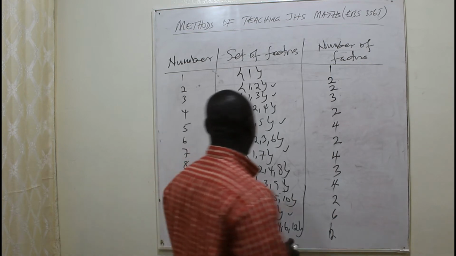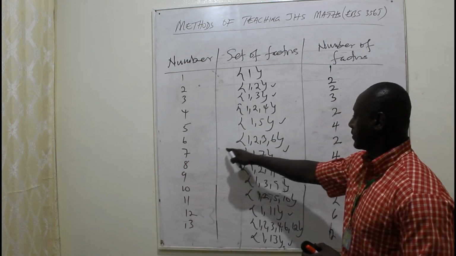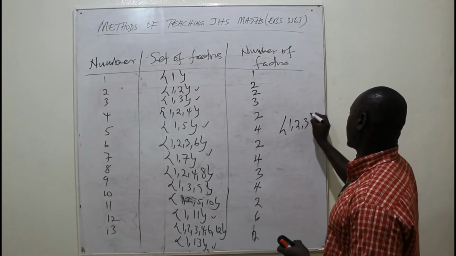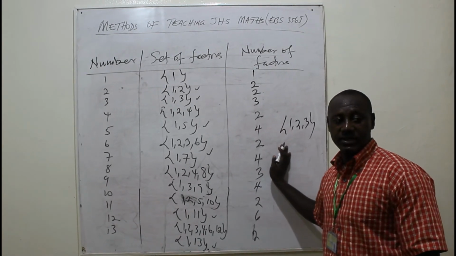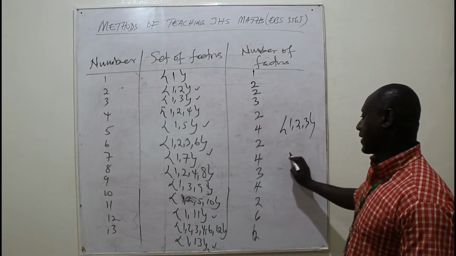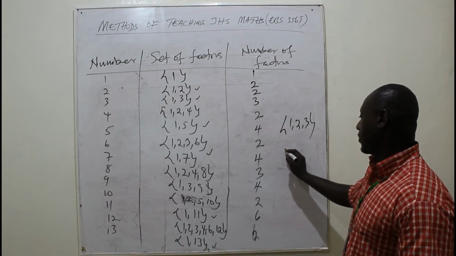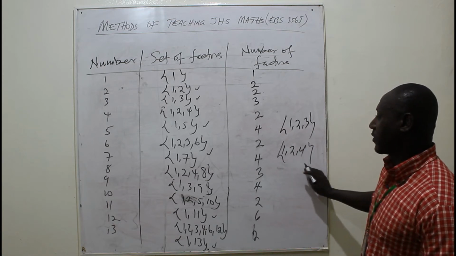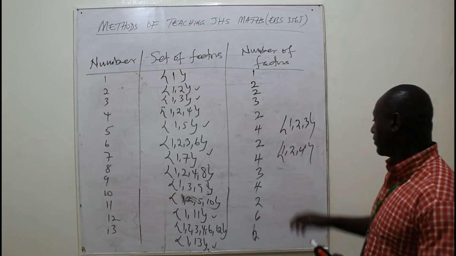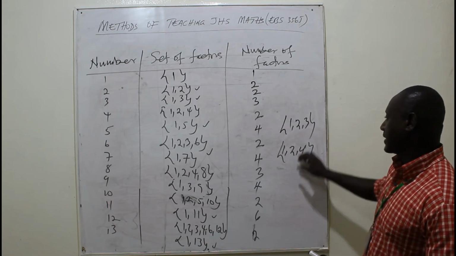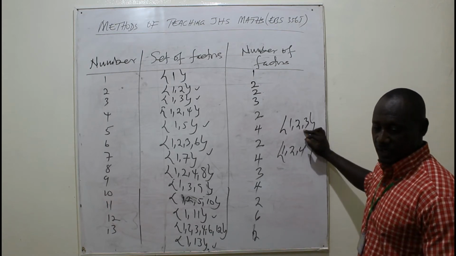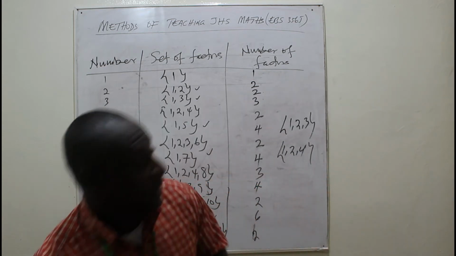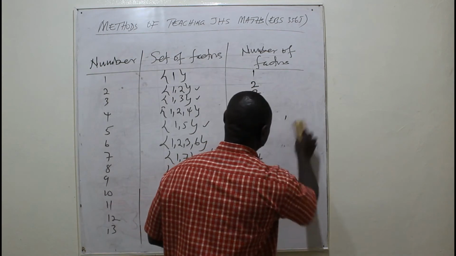And so when I talk about proper factors of 6, then I'm going to have 1, 2, 3. These are the proper factors of 6. When I talk about the proper factors of 8, then I'm going to have 1, 2, 4. These are the proper factors of 8. We are writing the factors of the number without the number itself. And that's what we call proper factors.